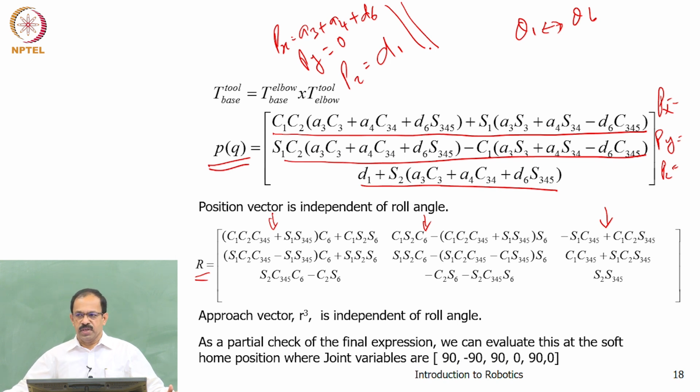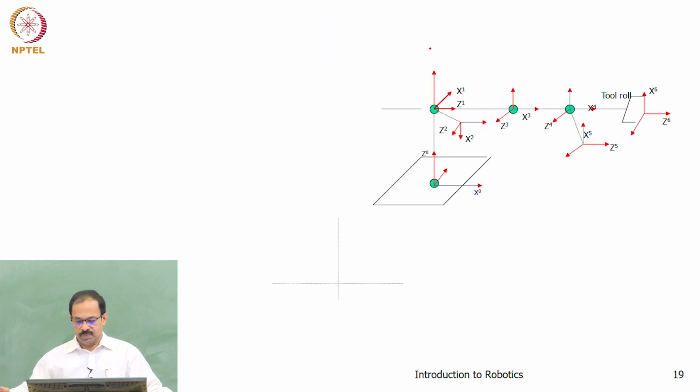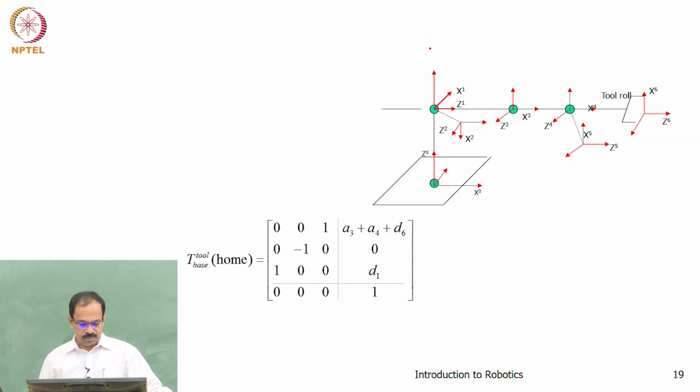And your formulation is correct. If you are not getting it, that means something is wrong with your formulation. It may be the joint angle taken for the home position, or the alpha you took, or the origin that you assumed. That is a cross check that you can do to make sure that your formulation is correct. So if you want to cross check, you can do it here, and you will get A3 plus A4 plus D6, 0 and D1.